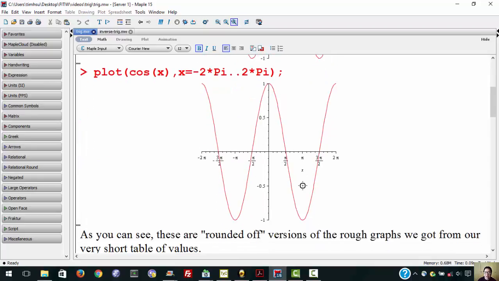And for the cosine of x, if you remember what we had before, we started up at 1, we go down to -1, we come back up to 1 between x equals 0 and x equals 2 pi. And so here we have that, rounded off, because we put in a lot more values. And again, because cosine is periodic with period 2 pi, the same stuff happens between -2 pi and 0 as happens between 0 and 2 pi.